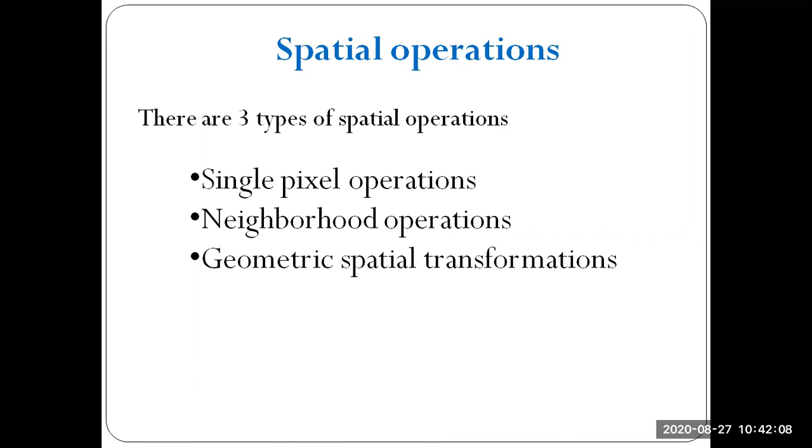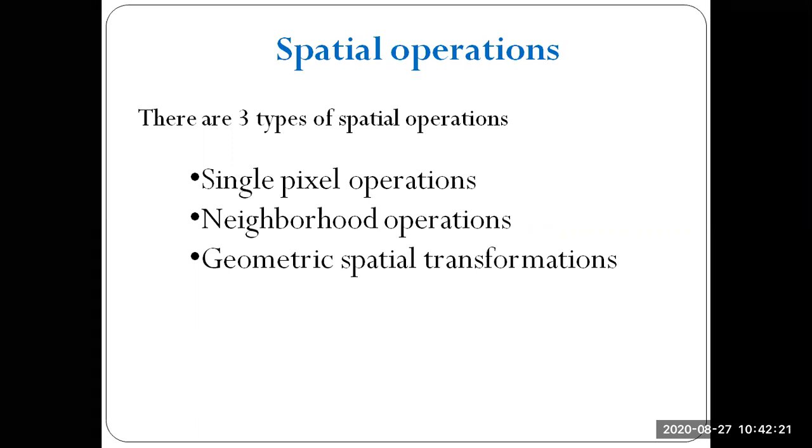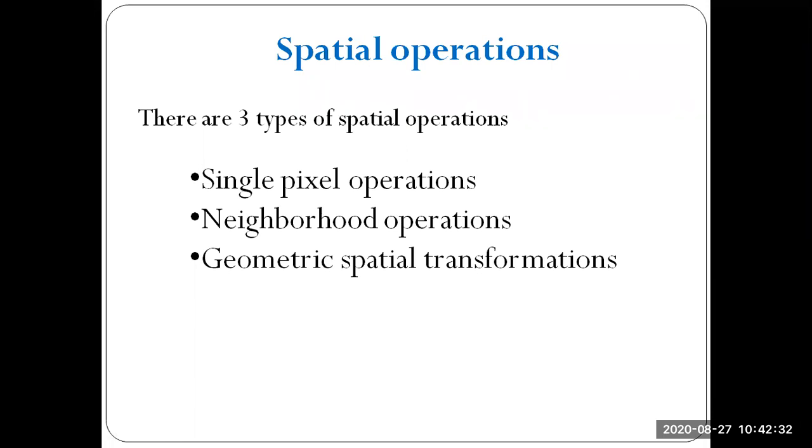That is called single pixel operations. Unlike in neighborhood operations, where instead of a pixel value we are changing the intensity values of neighborhood pixels. And similarly, the last one is geometric spatial transformations. Here geometric transform means generally you are rotating an image, twisting, squeezing, enlarging, or zooming the image. In that case we are using geometric spatial transformation.